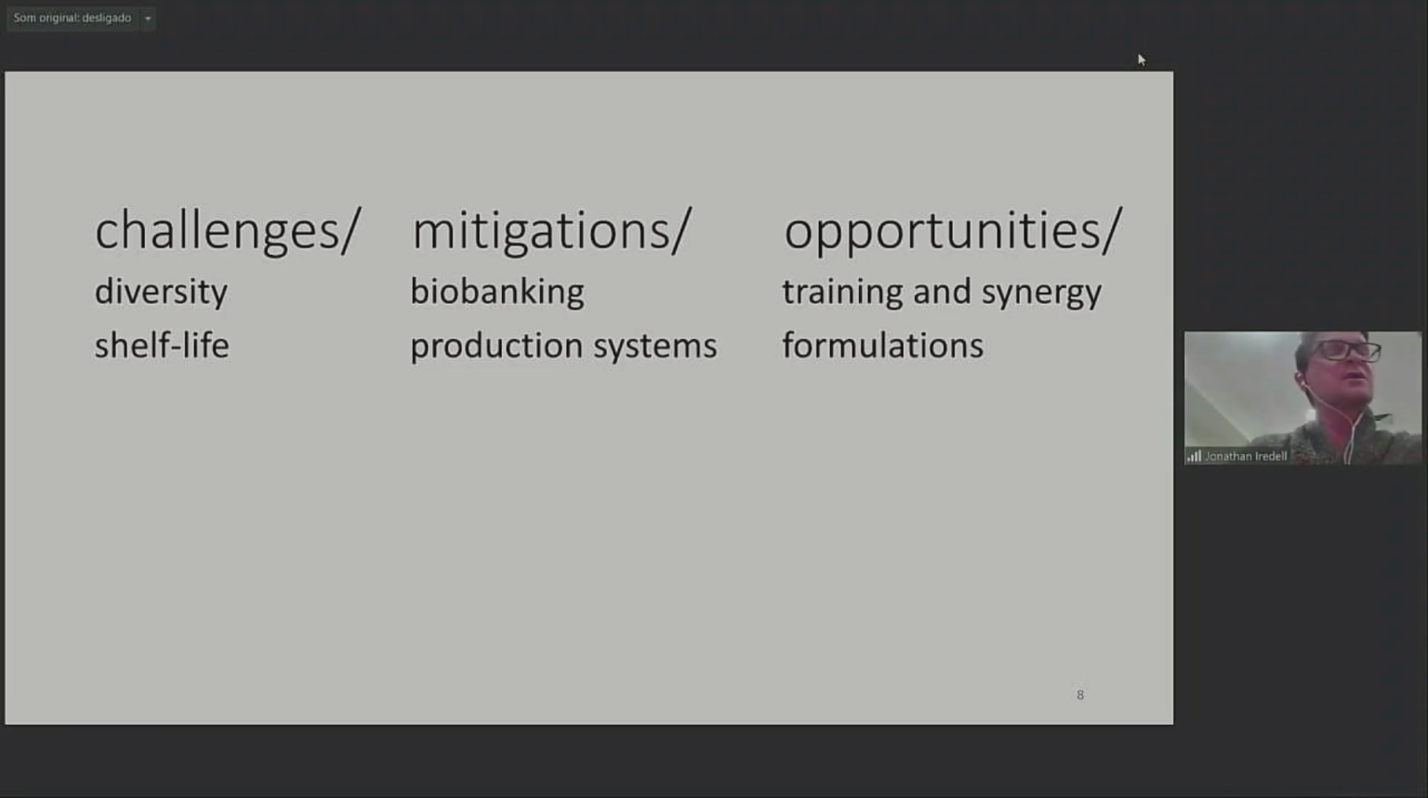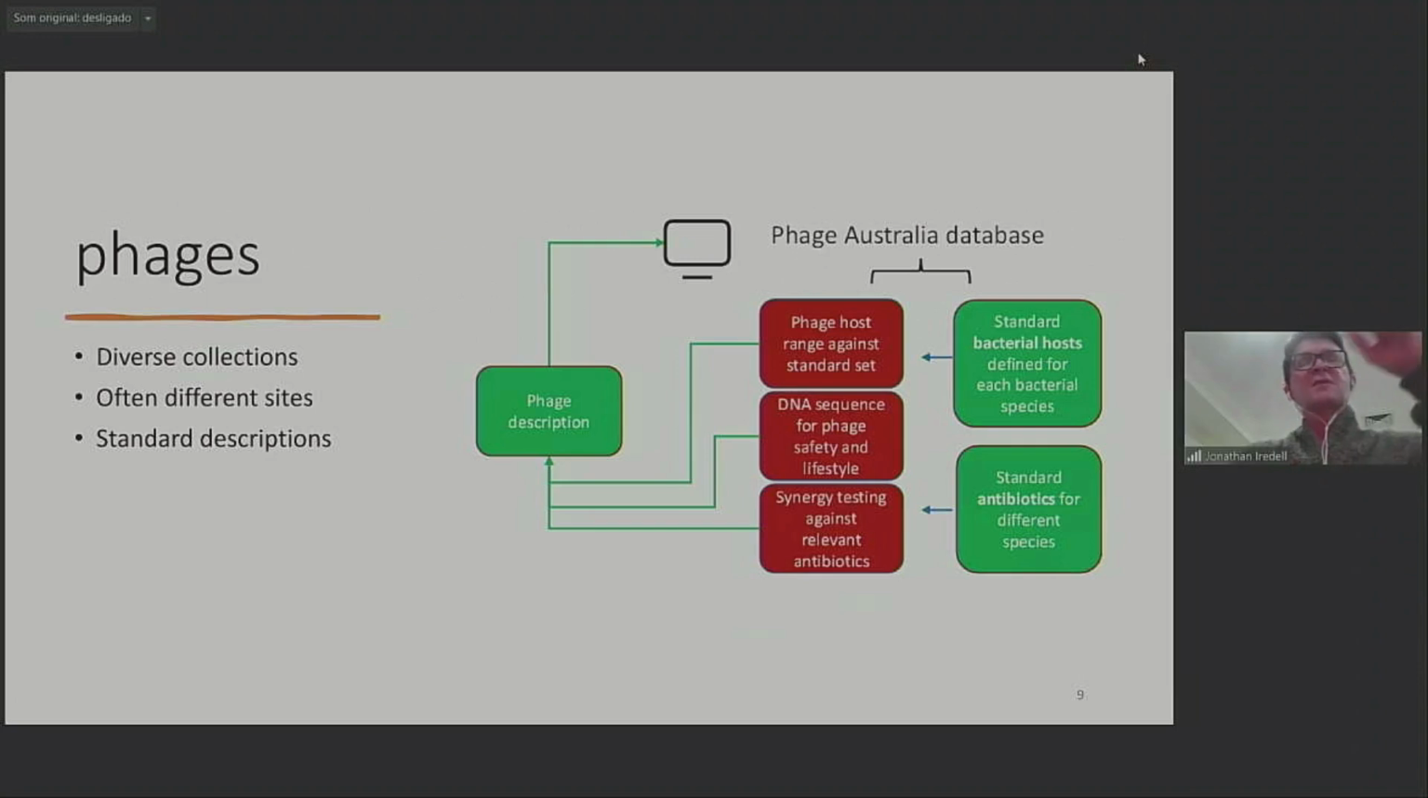The other big issue, of course, because this is a living therapy, is its viability on the shelf in the pharmacy. And so one of the great challenges in bacteriophage therapy is to create a bacteriophage product that is still fully viable 6 months or a year later.